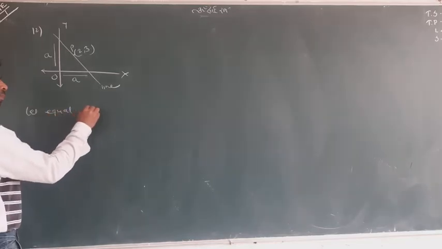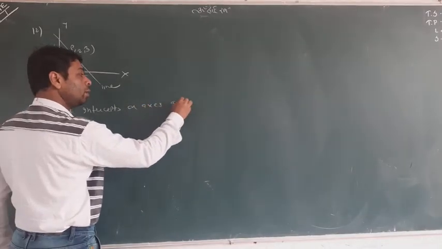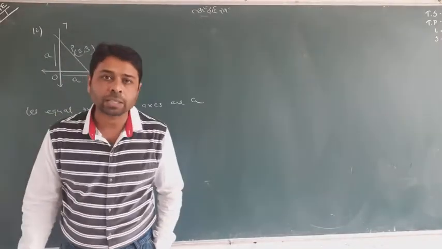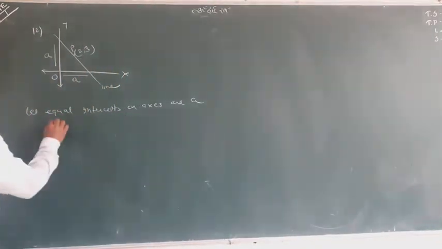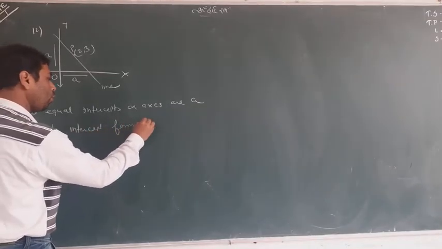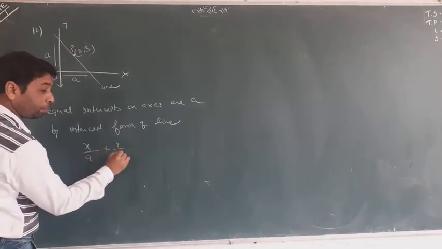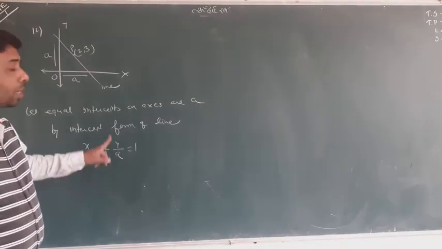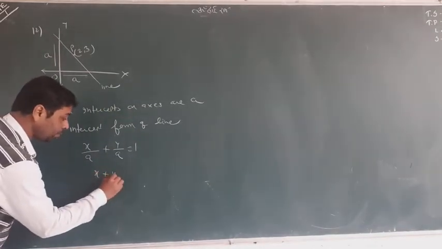Equal intercepts on axes are a. I assume that intercepts on both axes are a. Intercept on the x axis, intercept on the y axis, both called a. So by the intercept form of a line, what is the intercept form? You know, x upon a plus y upon b equals 1. But you can see now that I didn't write b here because I assume that both intercepts are equal and both are a.